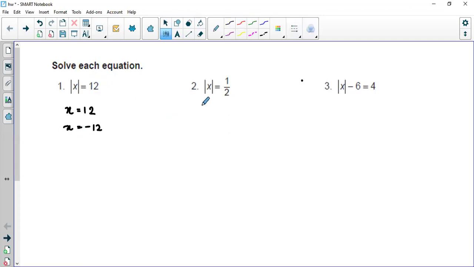Okay, similarly, this is also the same. X can be a positive half or x can be a negative half. So these are the two possibilities you can give.